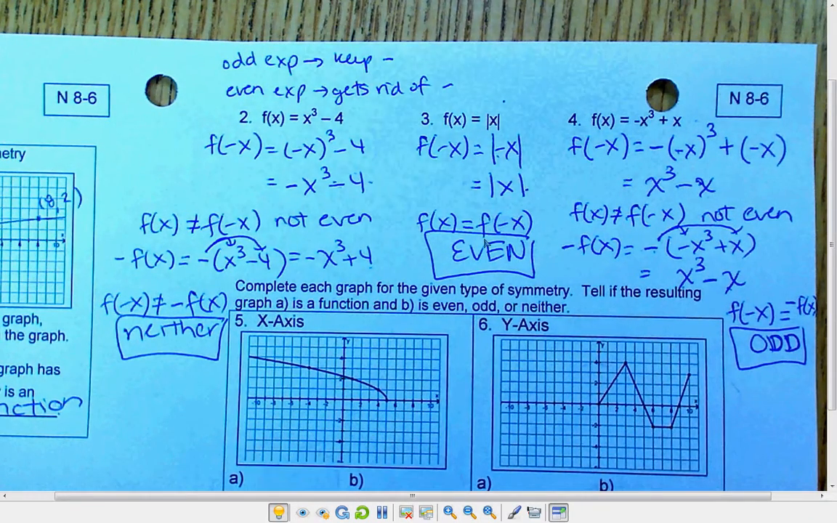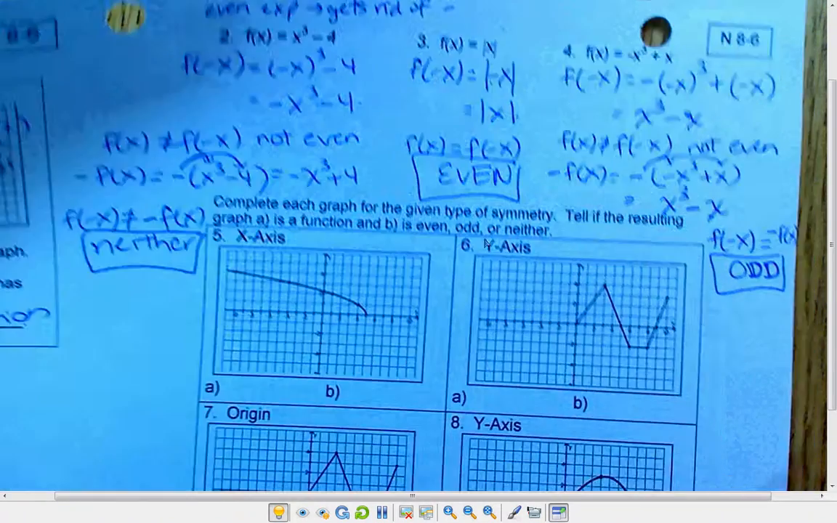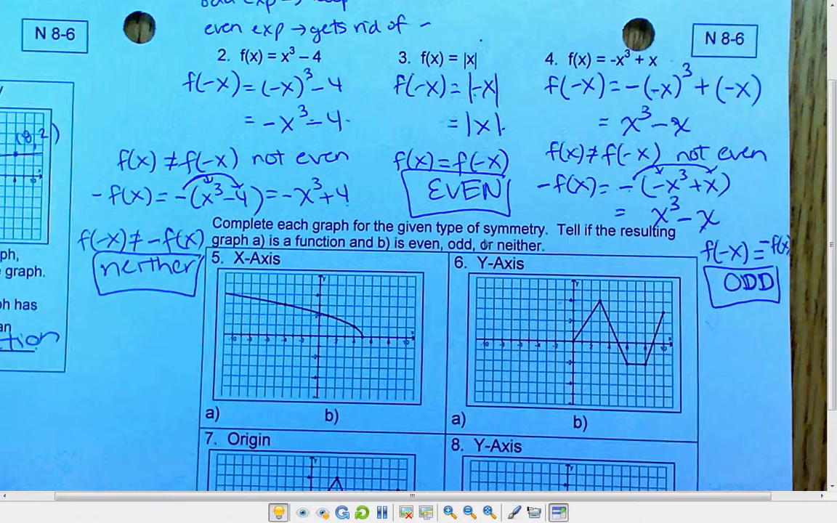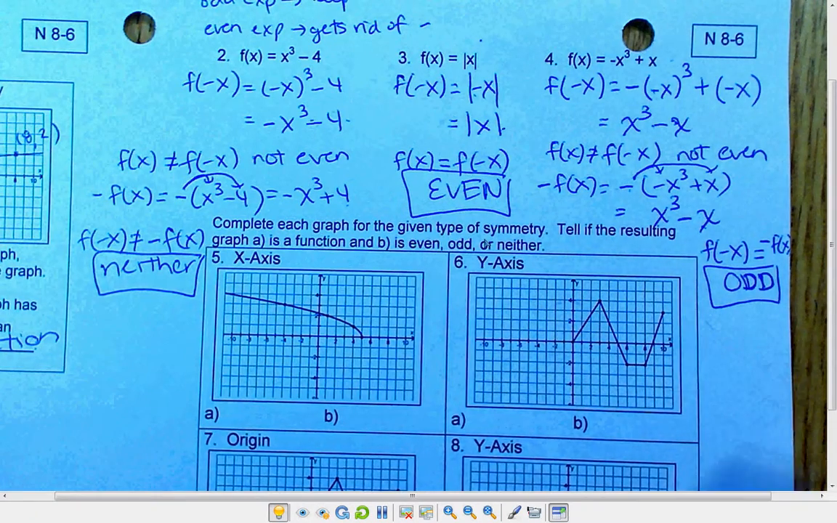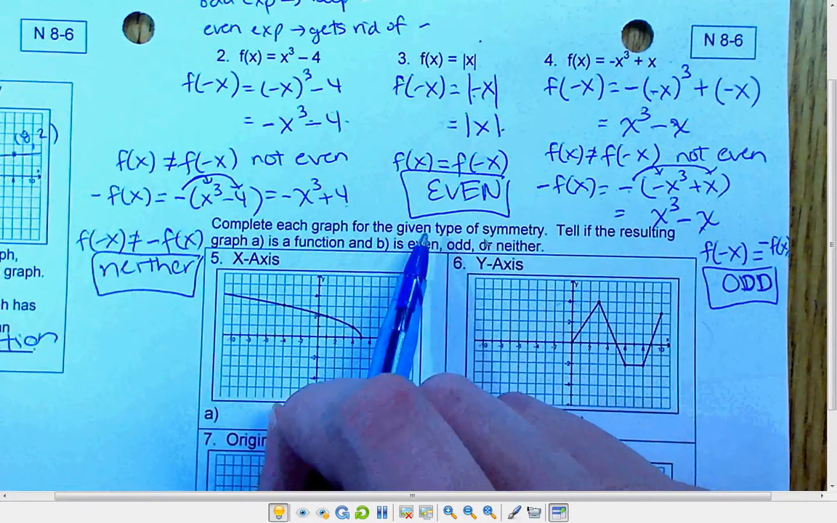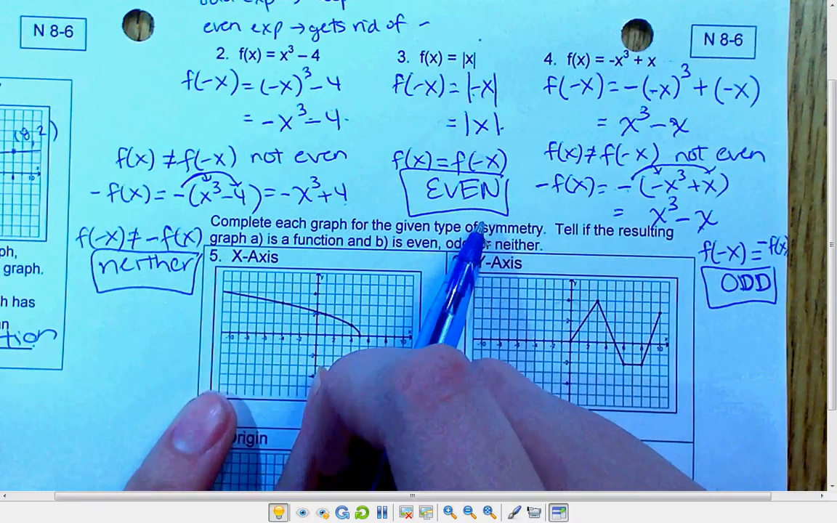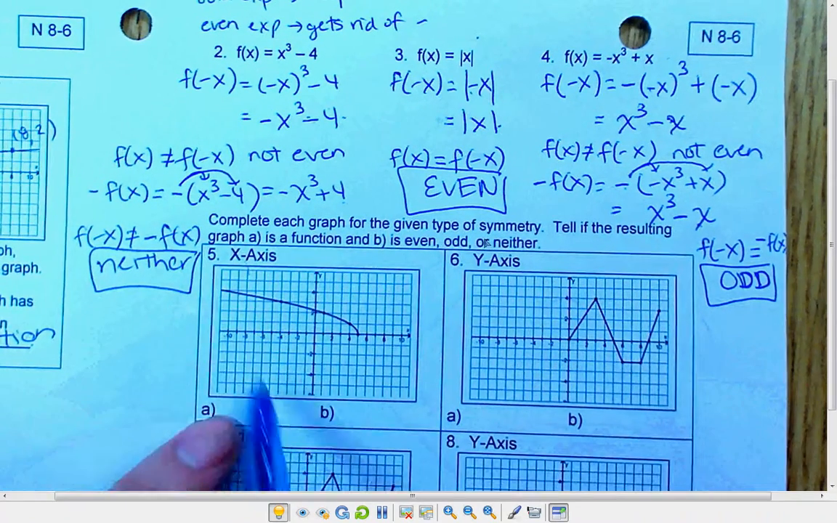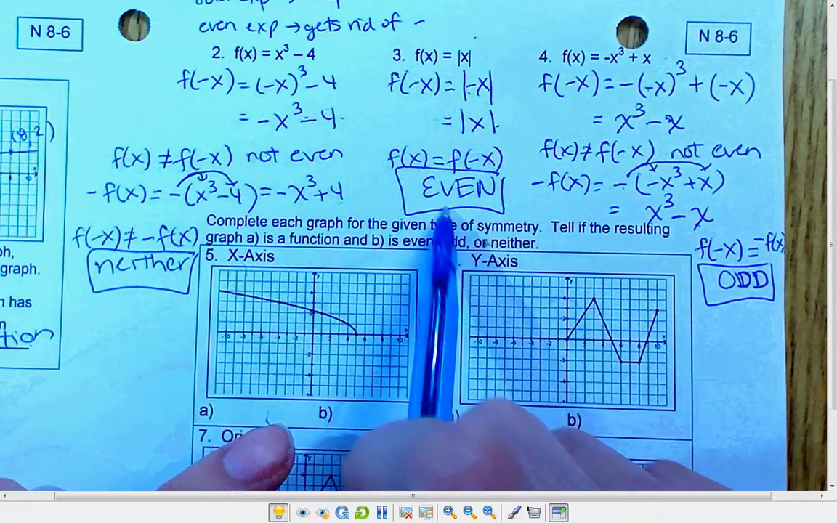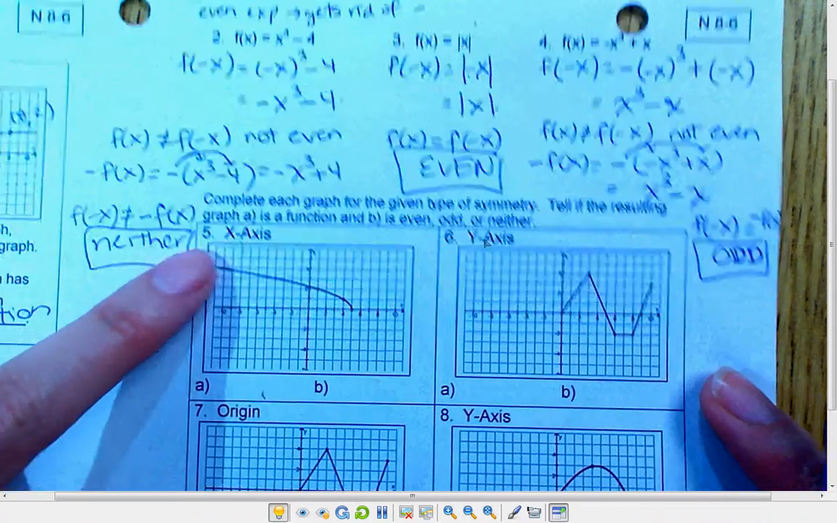So that's what we do algebraically. Okay, now let's look at some graphical ones. So on the graph, we're going to complete each graph for the given type of symmetry. And we're going to tell if the resulting graph is a, a function, and b, even, odd, or neither. So let's start off by looking at this one.